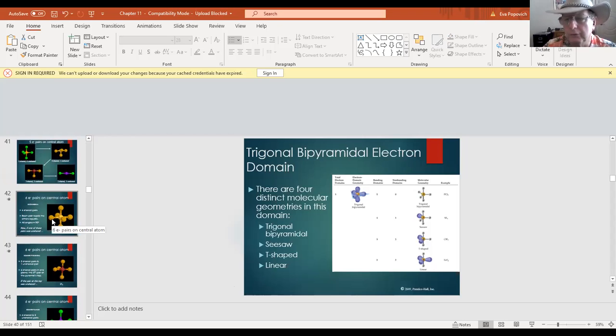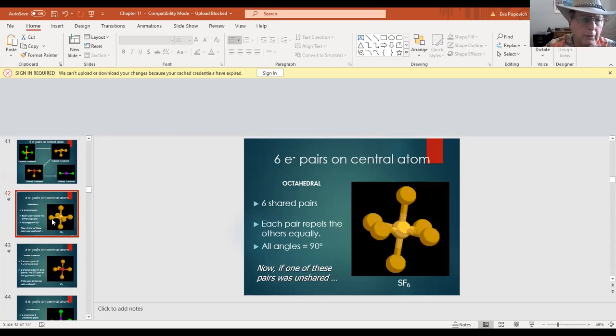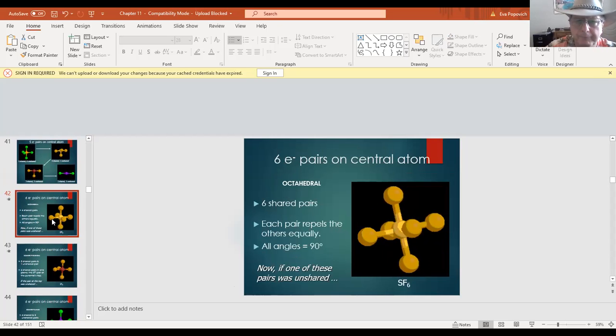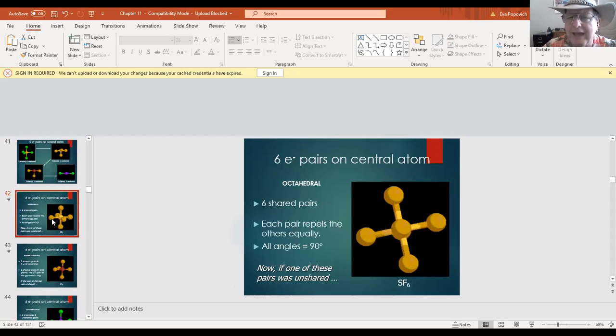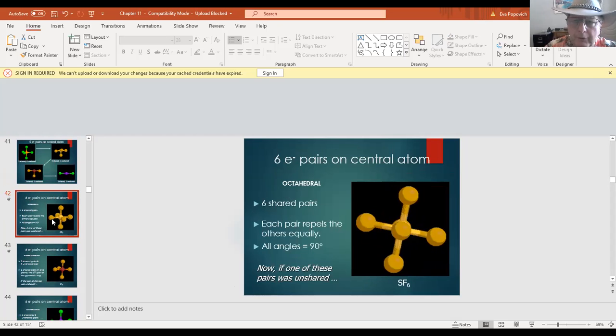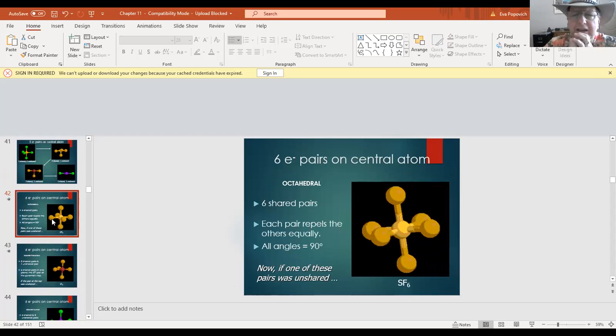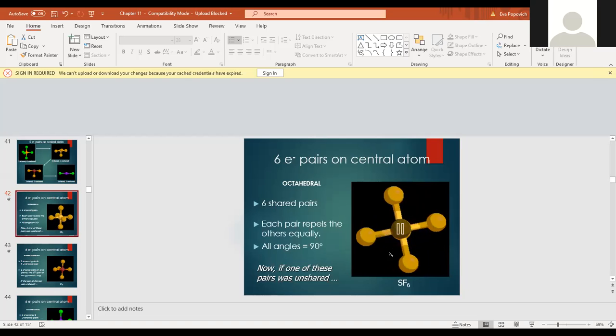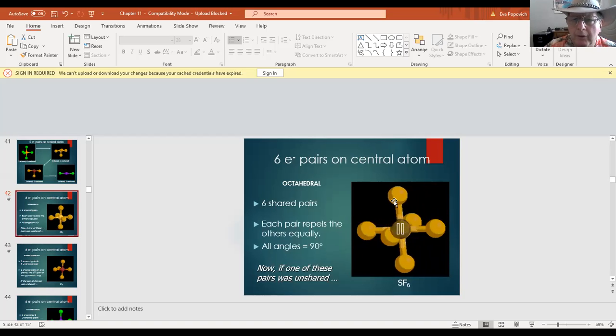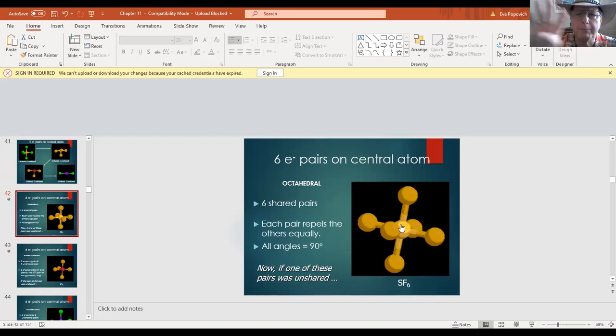Questions, guys? Okay. I throw six clouds around there. This means I have an overall octahedron shape. All the angles are going to be 90 degrees. If I take away one of the atoms and shove a lone pair in, can anybody see the electronic shape? Do I have triangles here? Yes. How many triangles do I have? Four. So that's a square pyramid.